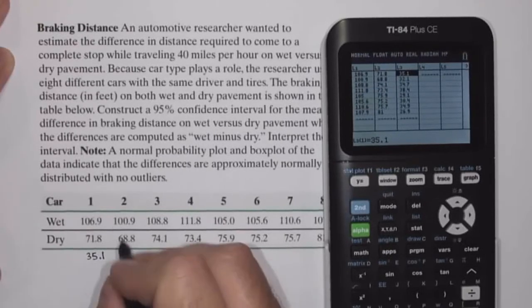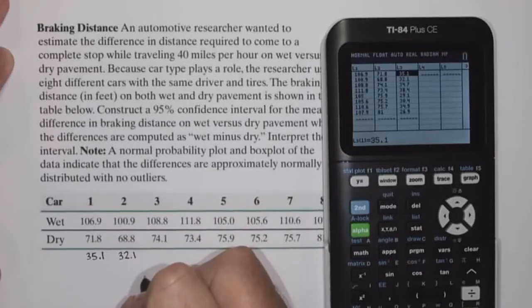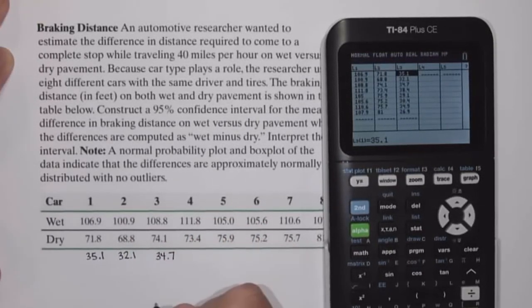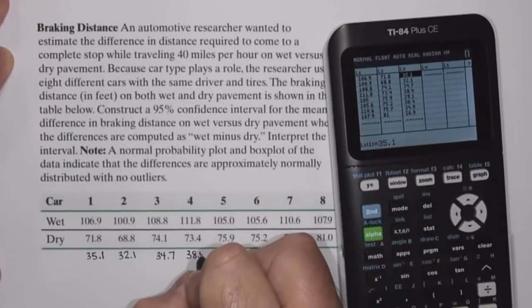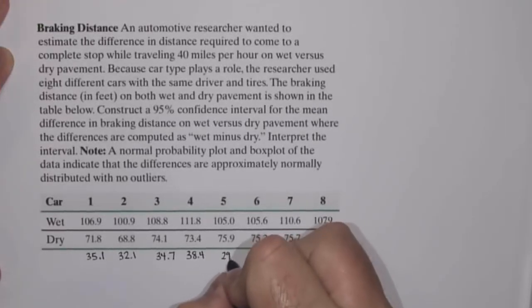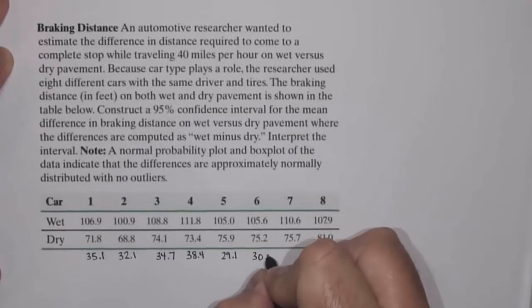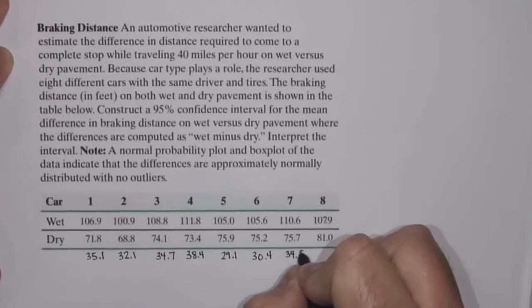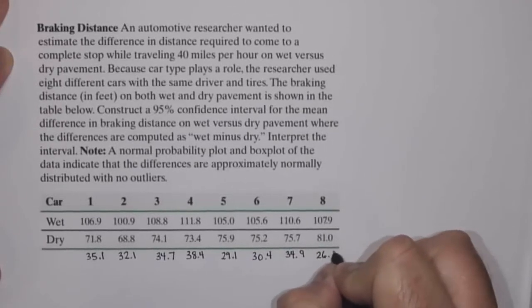Now for the second car, it was a difference of 32.1 feet. For the third car, it was a difference of 34.7 feet. And for the fourth car, it was a difference of 38.4 feet. For the fifth car, a difference of 29.1 feet. For the sixth car, 30.4 feet. For the seventh car, 34.9 feet. And for the eighth car, 26.9 feet.